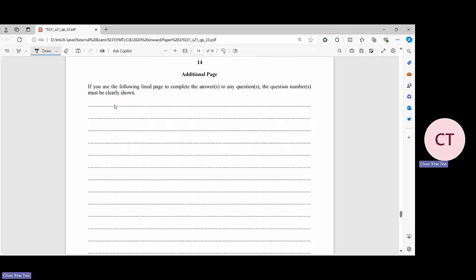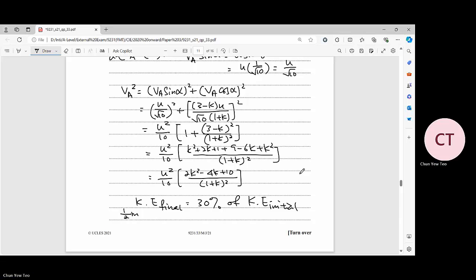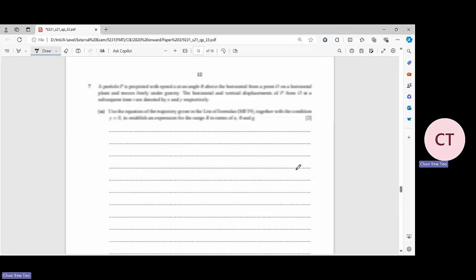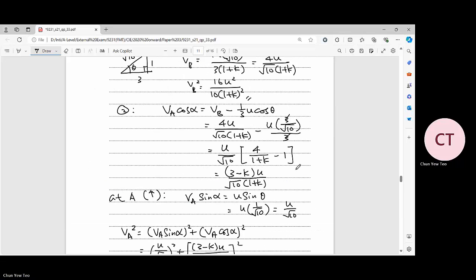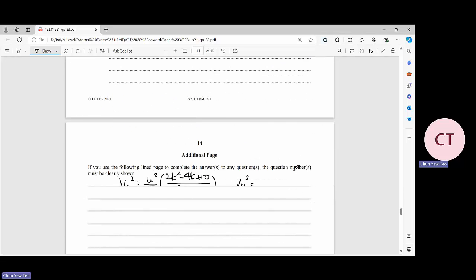To solve it, I just take down my VA square. VA square is u square over 10, 2k square minus 4k plus 10, over 1 plus k square. Then your VB square is 16u square over 10.